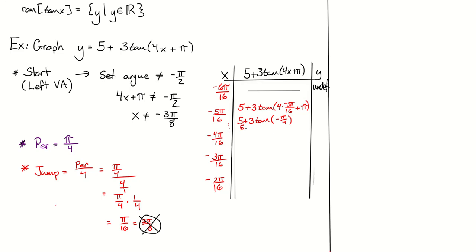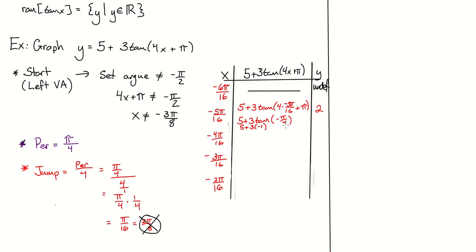This becomes 5 plus 3 times... what did you guys get? I guess it was just Abigail there, but I want everybody. What's the tangent of negative pi fourths? Negative 1. What's 5 plus a negative 3? 2. Okay. If you need this much work for every single one of them, is it okay? Yes. Do you think there's a way around it, though?